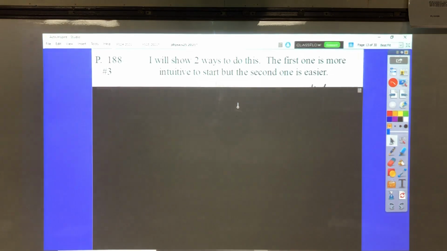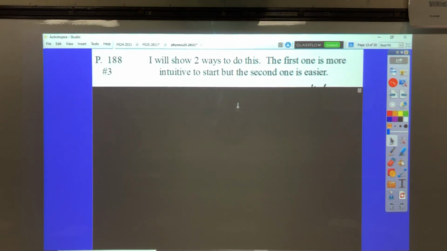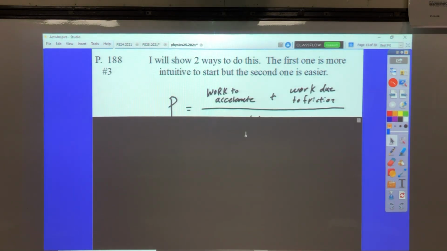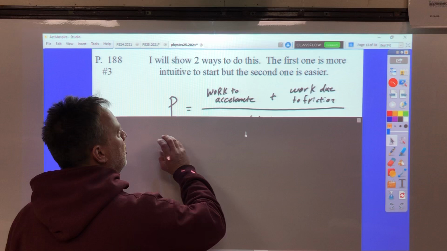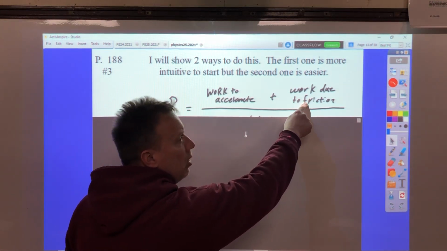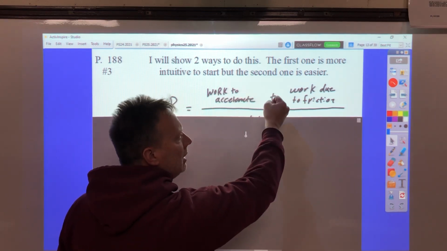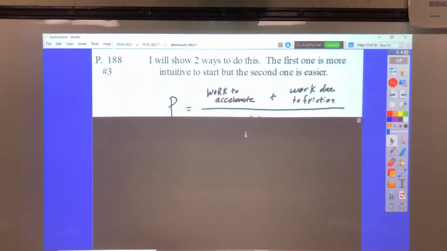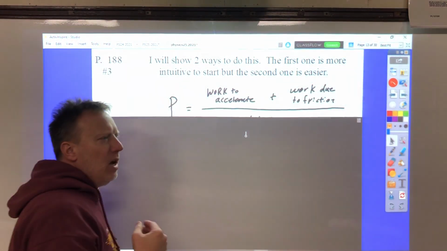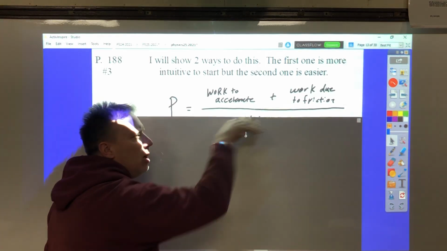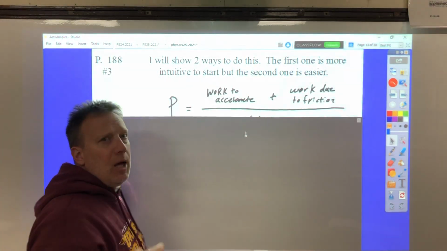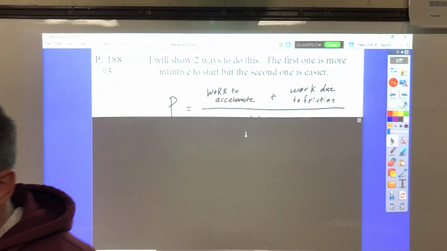So let's try this. Build your questioning a little bit. First of all, power is going to be equal to the work it takes to accelerate this car plus the work you have to do to overcome friction, combined, divided by time. Power is work over time, but in this instance we have 2 kinds of work. One is to overcome friction as you push it, and the other is to speed the thing up, so the work goes in to make it go faster.